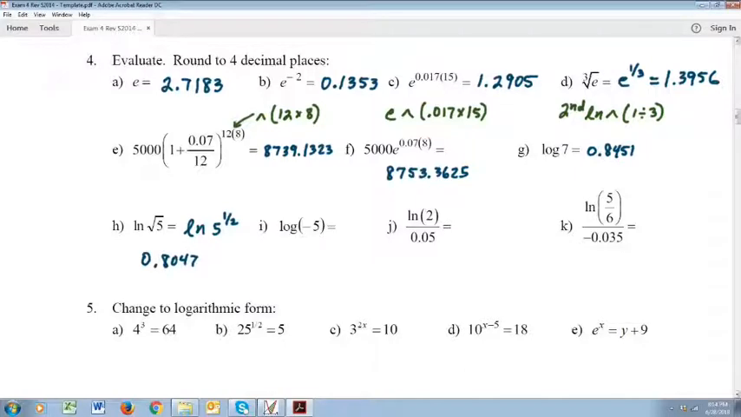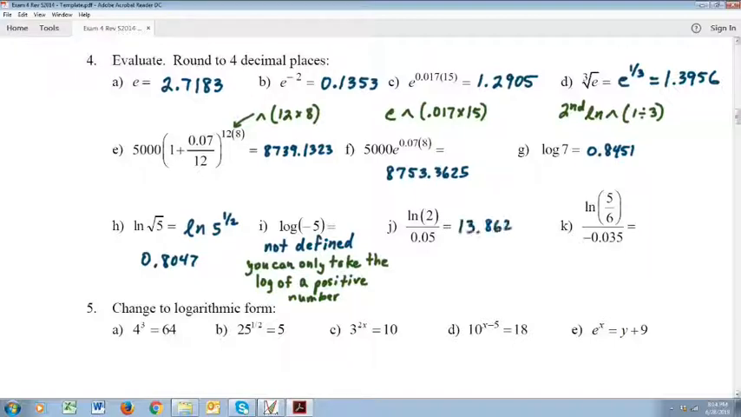0.8047. Looking at letter I, you can see that you're taking the log of a negative, and hopefully you recall that you can't take the log of 0 or a negative number, and so this is going to be undefined. So again, you cannot take the log of a negative or 0. You can only take the log of a positive number.